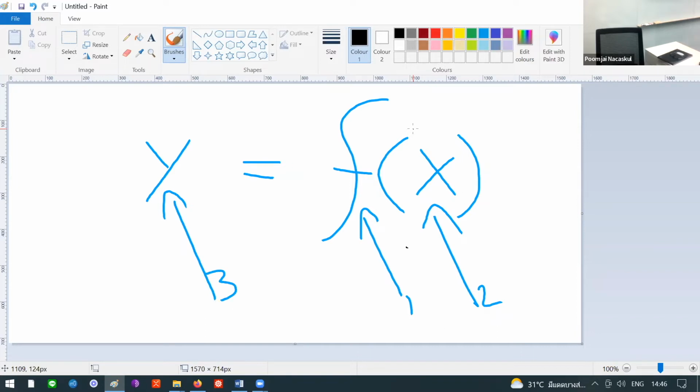Whereas in mathematics, left-hand side equal to right-hand side is very symmetric. By the way, assignment is not symmetric, right? You set the left-hand side equal to the right-hand side. This is also not symmetric because this comes first, this comes second, this comes third.